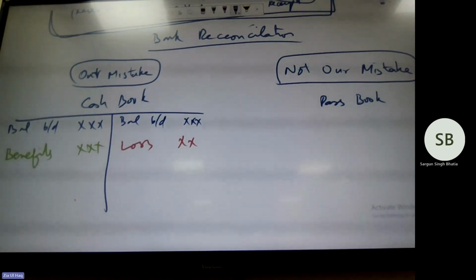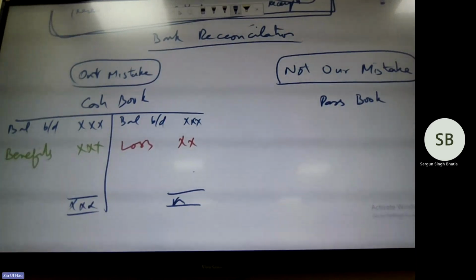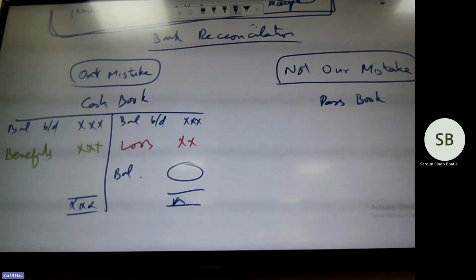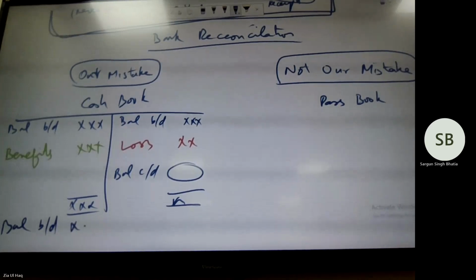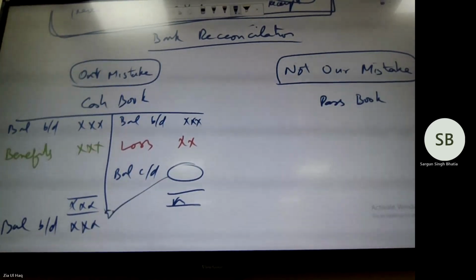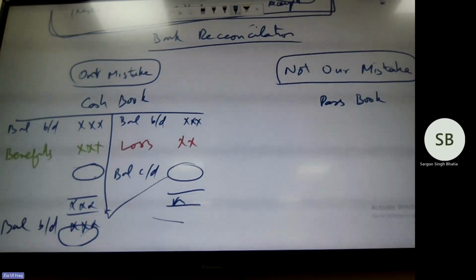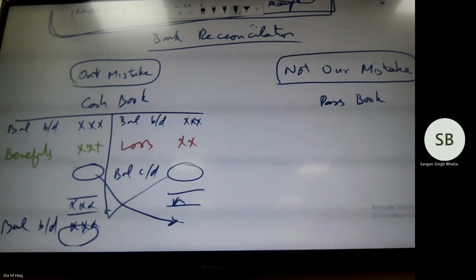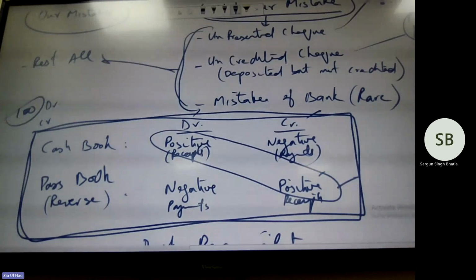Then what we need to do, we need to balance the cash book. If the balancing figure comes here, we will call it balance carried down, and this is a debit balance of the cash book. If the balancing figure is coming on this side, this will be a credit balance of the cash book. If the difference is due to our mistake, what will be our mistake? Except these three reasons, the difference will be due to our mistake.